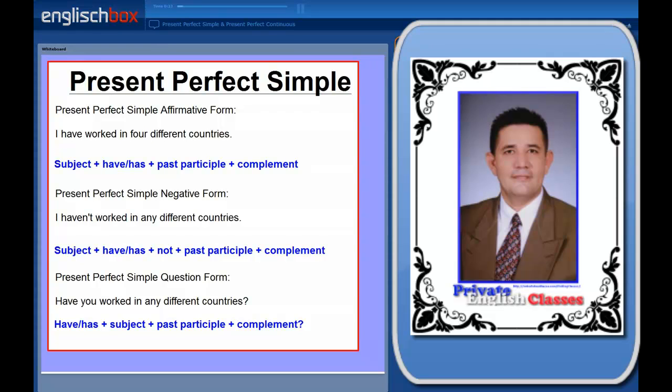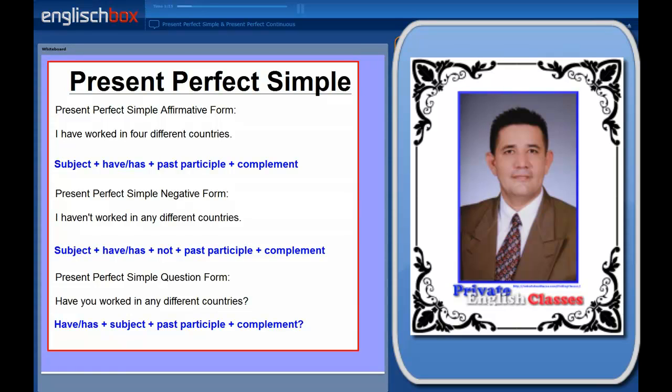So first of all, if we look at the structure of the present perfect simple. In the first example, we can see an affirmative sentence. I have worked in 4 different countries. So we begin with the subject, in this case I, followed by the auxiliary, have or has, then the past participle, such as worked in this instance, and then the complement. In a negative sentence, we have to add not after the auxiliary. So, I have not worked in any different countries, or if you contract the auxiliary and the negation, I haven't worked in any different countries.